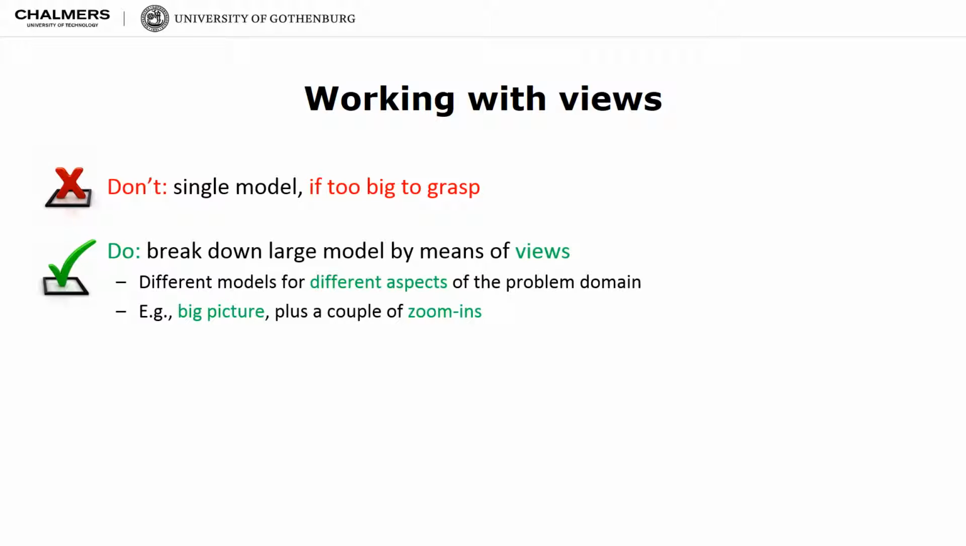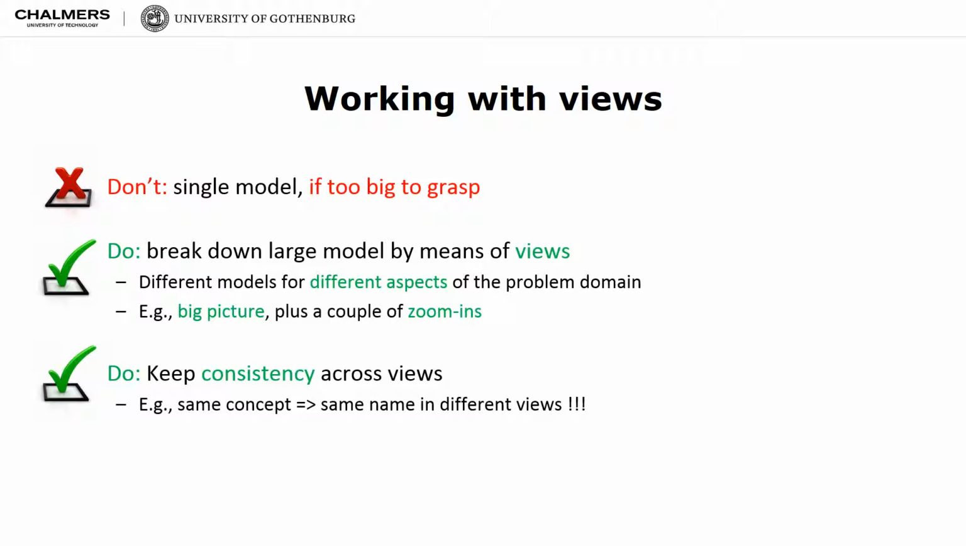standpoint. And for instance, you might consider having several of these more specific models and a bigger model representing the bigger picture and gluing it all together. It's very important, although, to keep in mind that consistency has to be maintained across the different object models that you have across the different views. Like for instance, if you define a concept in one model and then you reuse it or refer to it in another model, you have to use the same terminology and the same name.